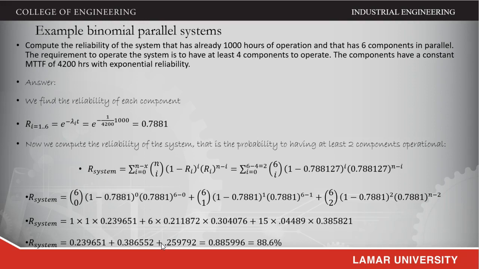So disclosing these numbers one by one, we have the combination of selecting 0 out of 6 times the probability of failing to the power of 0 times the reliability to the power of 6, plus the combination of selecting 1 out of 6, that is 1 failing, times the probability of failure to the 1 times the reliability to the 5, and finally selecting 2 out of 6 with the probability of failure to the power of 2 and the reliability to the power of 6 minus 2, 4. And when we do the computations, which are disclosed on this screen and you can verify on your own, the reliability of the system is 88.6.